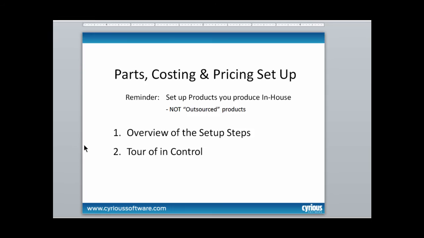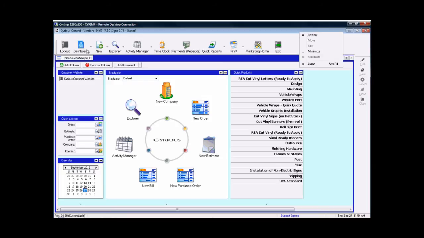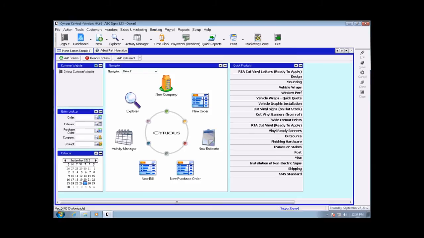Now let's go to control. I'll give you a brief overview of some of these things so you get a high-level understanding of how these things work together. Let's take a look at the parts in control. For an example, let's look at the wide format print and the roll stock part on that.